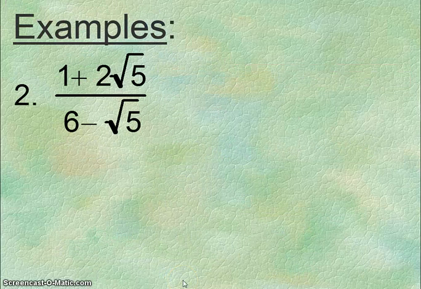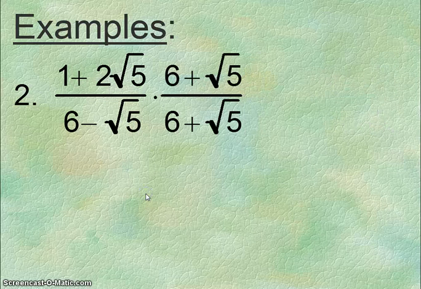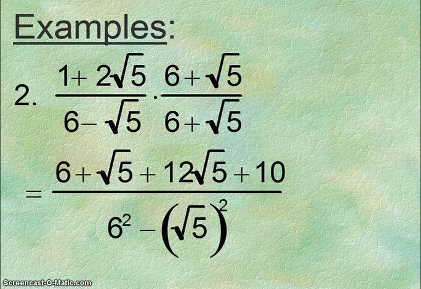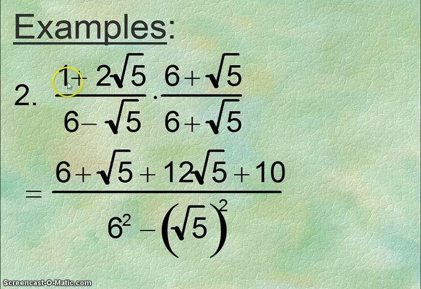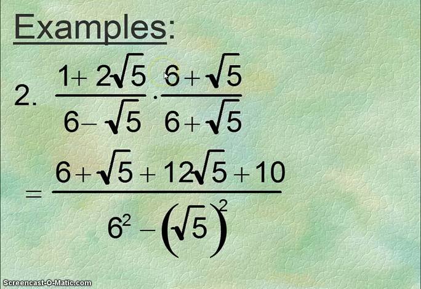Alright, another example. Again, to rationalize the denominator, we're going to multiply by the conjugate. So we're going to multiply this time by 6 plus the square root of 5 over 6 plus the square root of 5. We're going to multiply out the top. 1 times 6 is 6. 1 times the square root of 5 is square root of 5. 2 square root of 5 times 6 is just 12 square root of 5. Remember here, outsides with outsides, insides with insides. There's nothing to multiply on the inside here, so it just stays square root of 5.